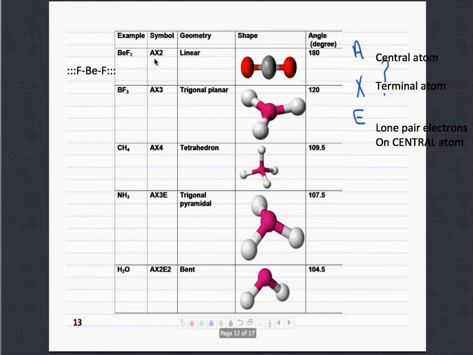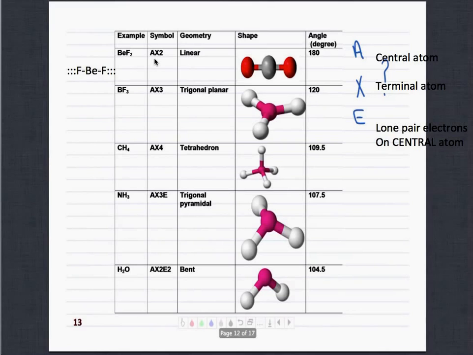And by the way, you need to learn those. That means you will not be given this table in the exam. This table is just to help you, I summarized it to help you learn those, but it's not going to be given to you in the exam. You need to know what the symbol is, what the shape is, whether it is linear or tetrahedral, and you need to know the angle. You need to know all four pieces of information.